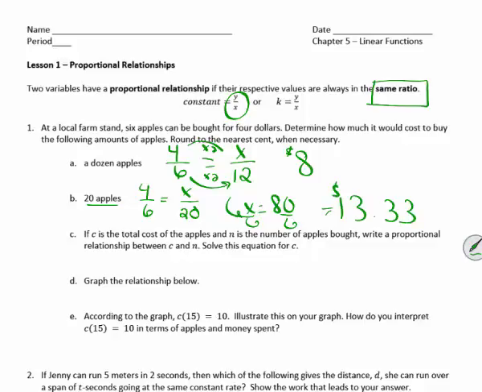All right, if C is the total cost of the apples and N is the number of apples bought, write a proportional relationship between C and N. Solve the equation for C. We know then, I'm going to use this ratio up here. So I know that this is money, and this was apples. But we're using C and N. So what is that going to tell me? What do I have to do there?